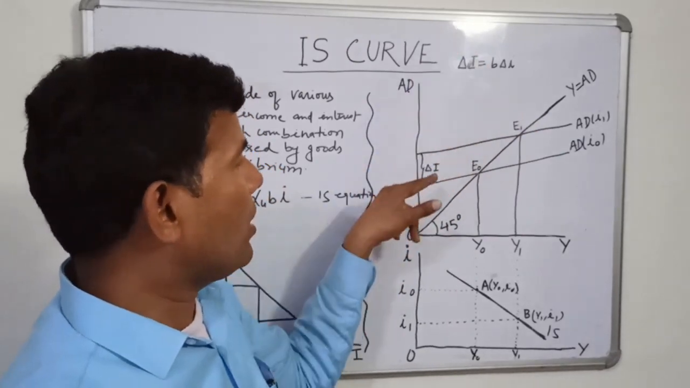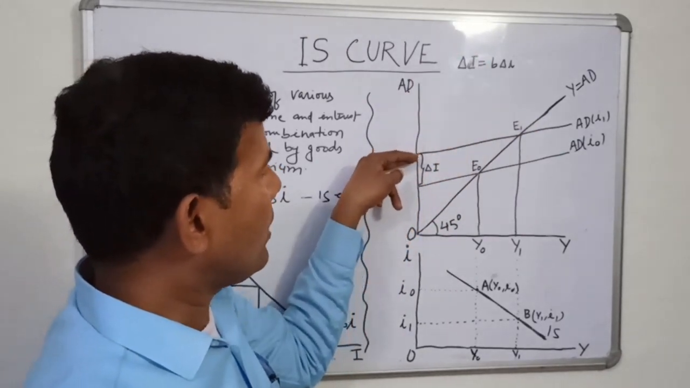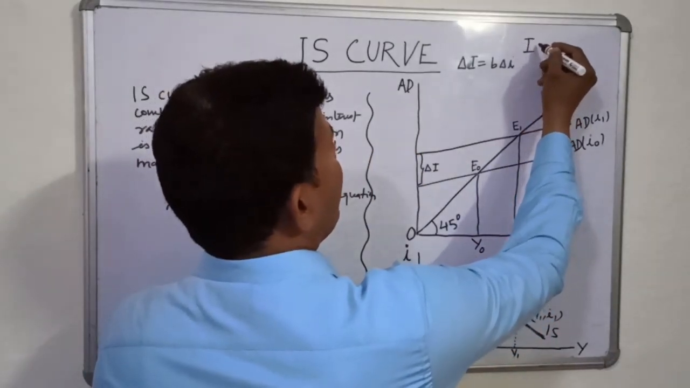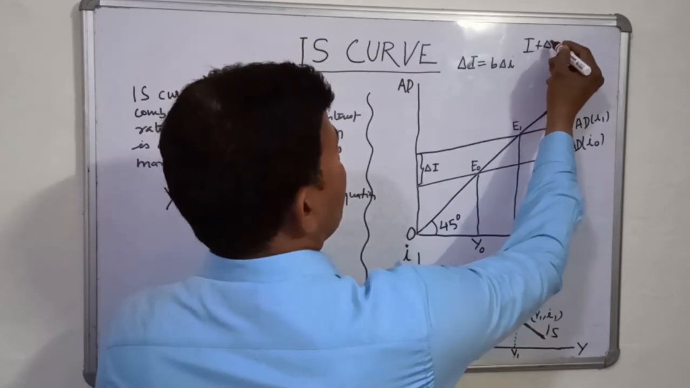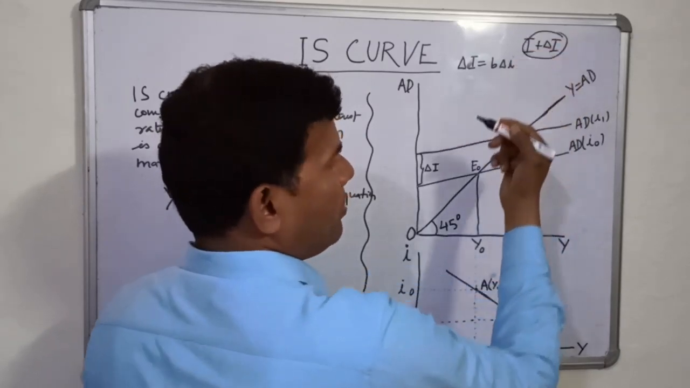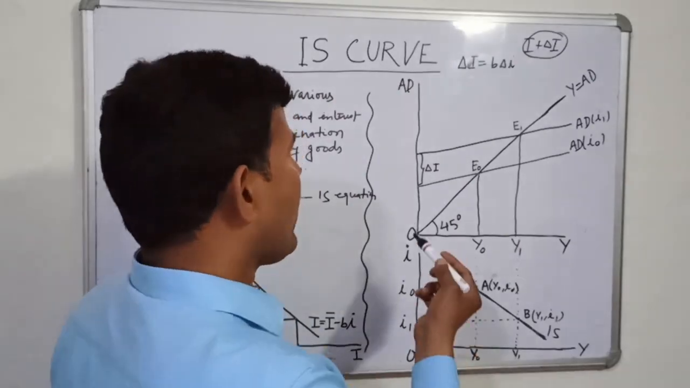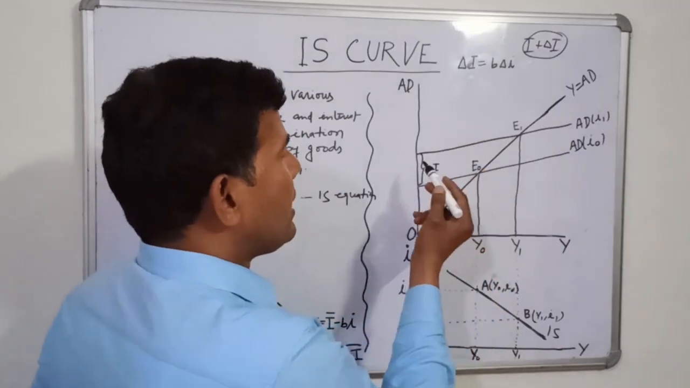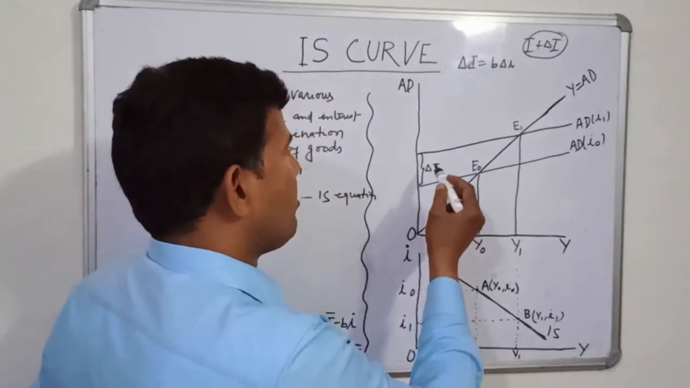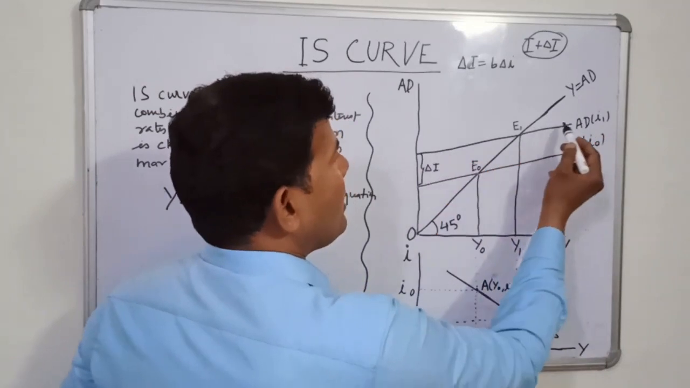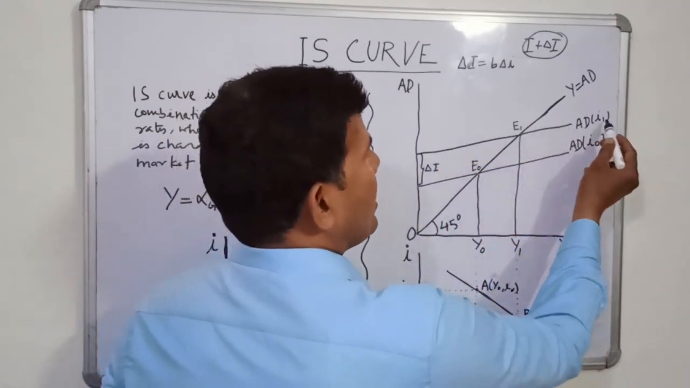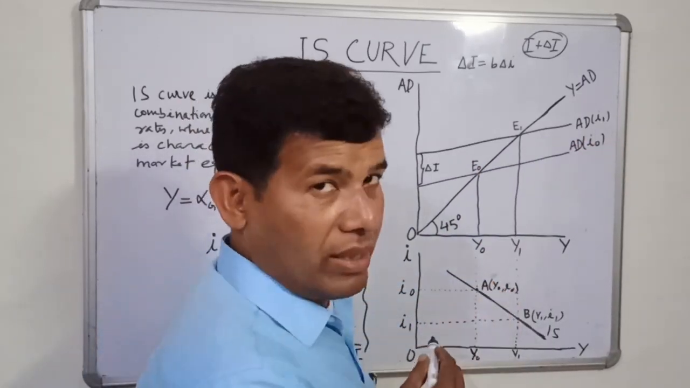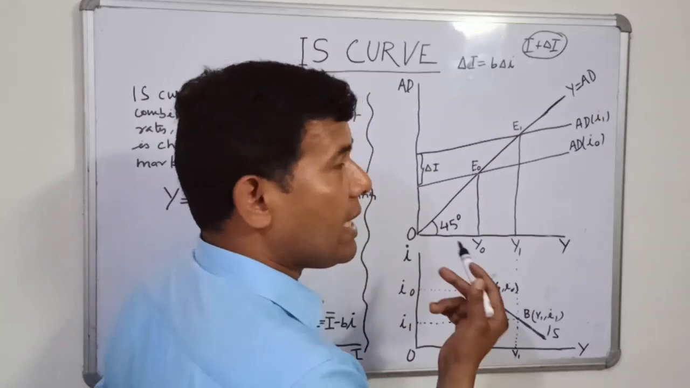So investment has gone up. Previously, let us say, investment was I, now it is I plus delta I. So a higher level of investment. And when investment goes up, your aggregate demand shifts up exactly by the amount of the rise in investment. So you get a new aggregate demand. But this aggregate demand that we are drawing corresponds to which interest rate? I1 interest rate. Now, does Y0 remain the equilibrium level of income after the rise in aggregate demand?